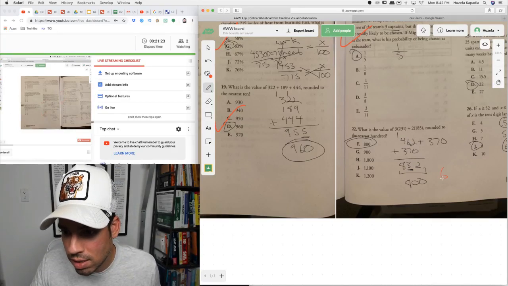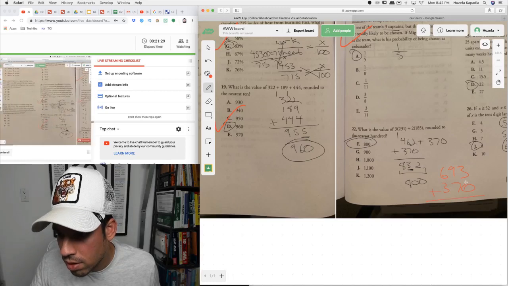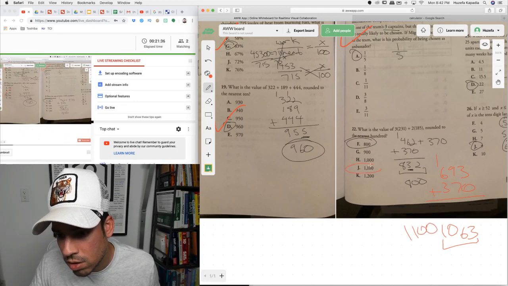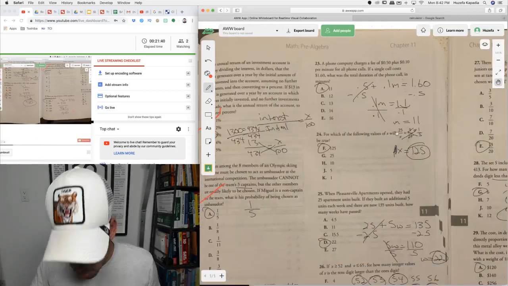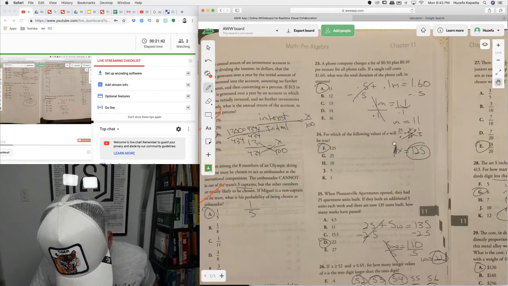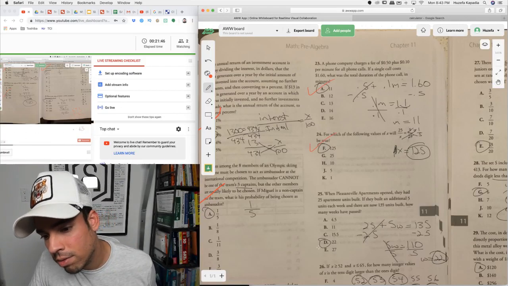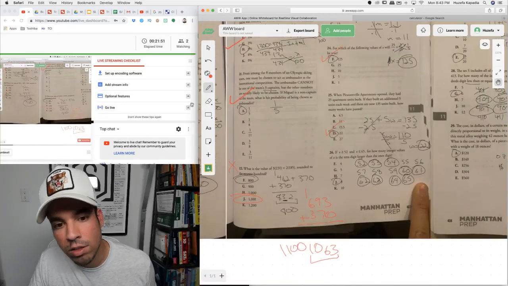3 times that is 693 plus 370 is 36. Carry the 1, 10. And then rounded up is 1100. So it's this guy. Oh, look at that. Really bad mistake. Got to read that carefully. AFDJ. Okay.